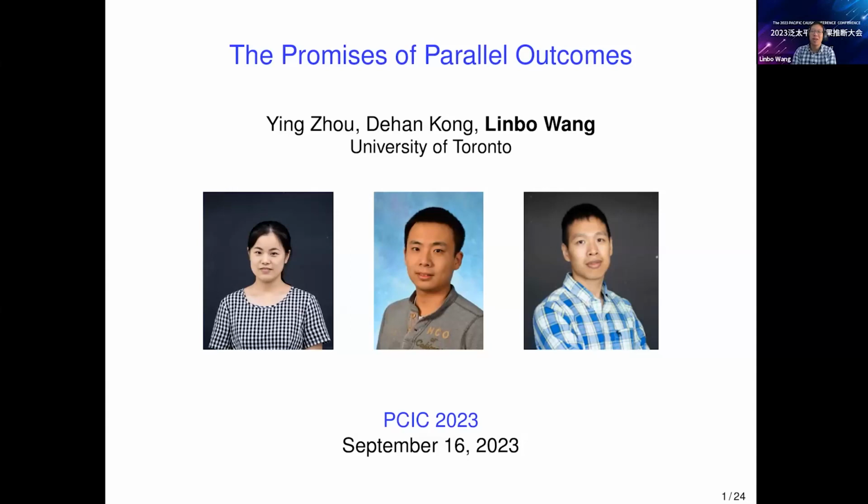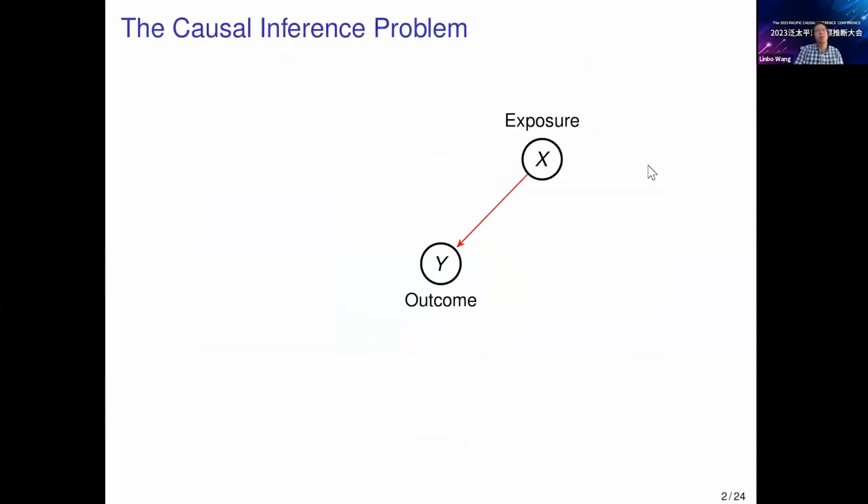I think I'm kind of an outlier here. I'm not going to talk about anything about randomized trials, but I will only try to use observational data to make causal inference. This is based on joint work with my former PhD student Injo and my colleague Dehan. I'm going to try to estimate the effect of exposure X on outcome Y.